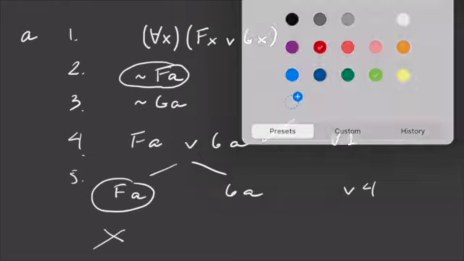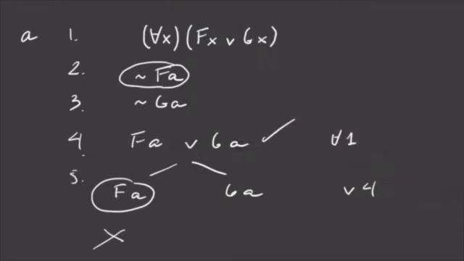And what else do we have? Well, on the other branch, we have not GA, and we have GA. And so it's also a contradiction. That means that there is no model for this set. That means that this set is inconsistent.